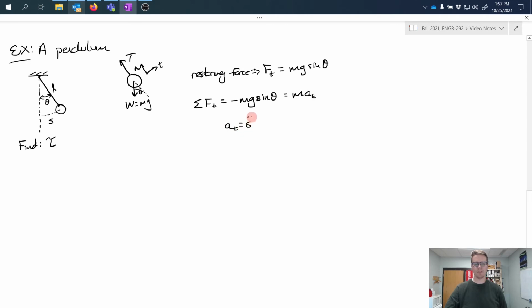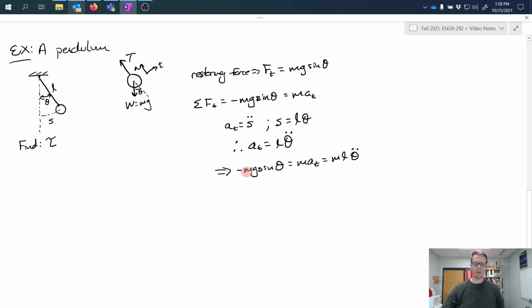And therefore, I'm going to define my tangential acceleration as the second time derivative of S, the second time derivative of the arc position. And as I just mentioned, S is equal to L theta. So if I put those two things together, I get that the tangential acceleration is equal to L theta double dot, since the length does not change. So now the reason this is useful is that I can rearrange my summation of forces equation to have everything in terms of theta. Therefore I have minus mg sine theta is equal to m a_t, which is equal to m L theta double dot.